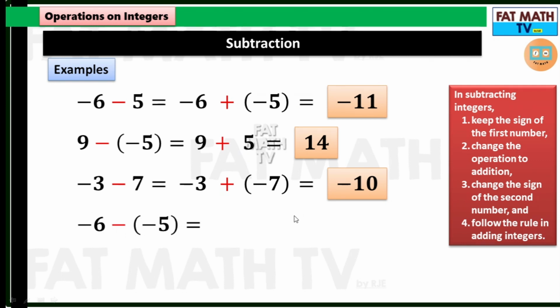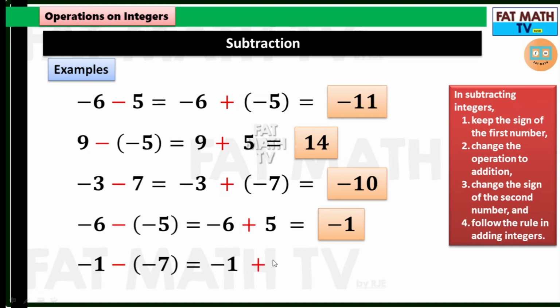Negative 6 minus negative 5, we will have negative 6 plus positive 5. Negative 6 and positive 5 have different signs, so subtract. But we have to copy the sign of negative 6 because 6 is bigger than 5. So negative 6 minus negative 5 is negative 1. Negative 1 minus negative 7, make this negative 1 plus positive 7 by following the 4 steps. And then negative 1 plus 7 is equal to 6 because they have different signs. 7 minus 1 is 6, and copy the sign of 7. 7 is positive, so the answer should also be positive.